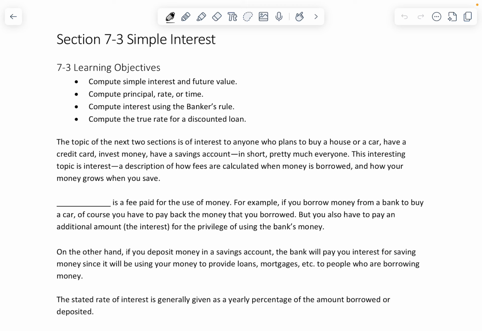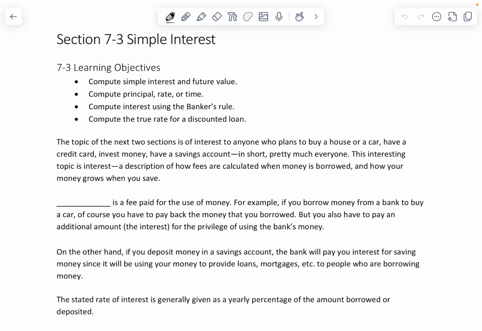So the topic of the next two sections is of interest to anyone who plans to buy a house or a car, or if you have a credit card, or if you invest money, or you have a savings account. Pretty much everyone, right? We all do these things at some point. So this interesting topic is interest, which is a description of how fees are calculated when money is borrowed and how your money grows when you save.